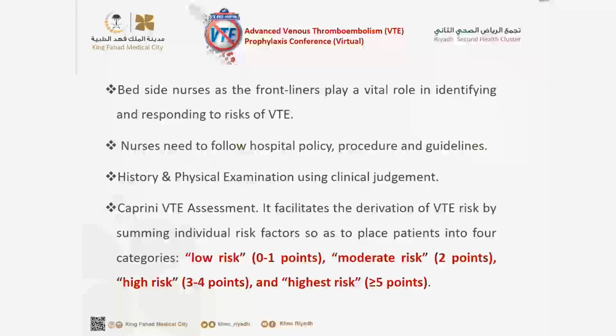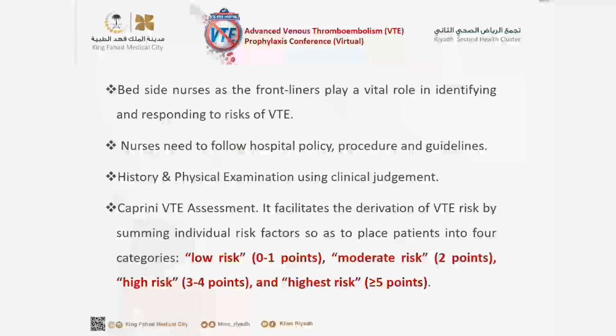Now, what nurses need to remember is we are not silent partners. We are a member of the multidisciplinary team. We should not be intimidated by our physician or any other person within the multidisciplinary team. What we need to remember is that we have a voice.